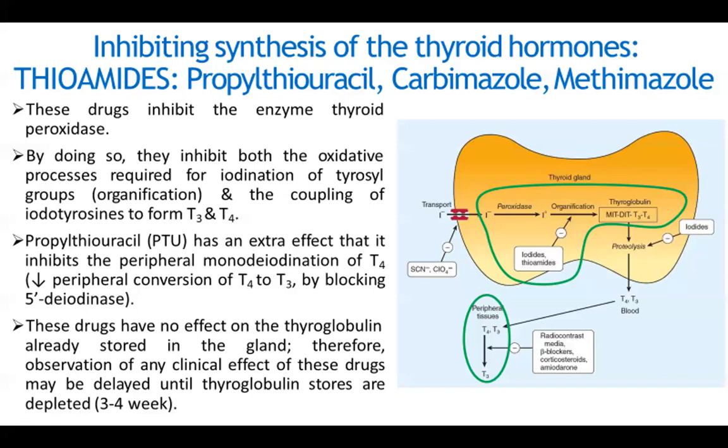Now, what about propylthiouracil? Let's put them in two groups: carbimazole and methimazole, and propylthiouracil. Propylthiouracil has the same mechanism of action as carbimazole and methimazole. However, propylthiouracil has something extra. It inhibits the conversion of T4 to T3 in the periphery. So that's an extra step.